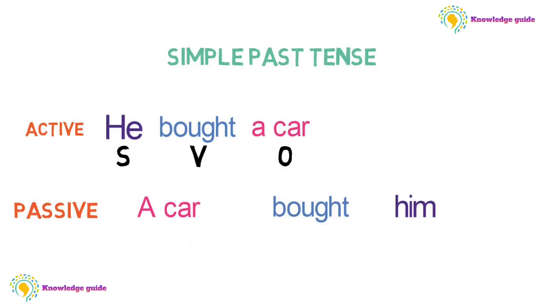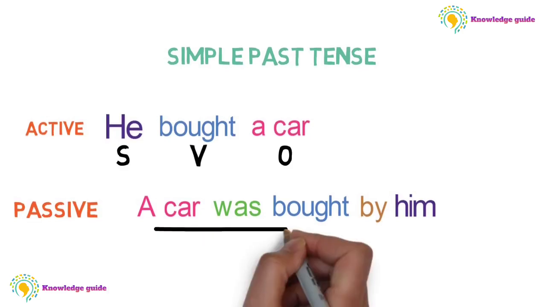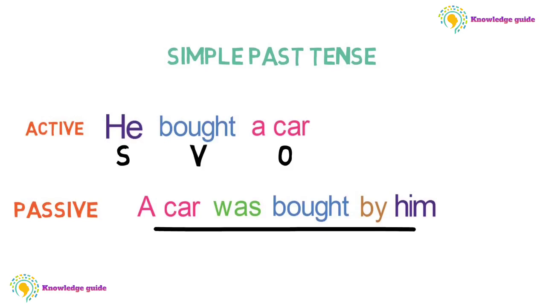And adding a suitable helping verb, it will be was. And adding a suitable preposition before the subject will be by. And thus the whole sentence becomes complete, and it is: a car was bought by him.